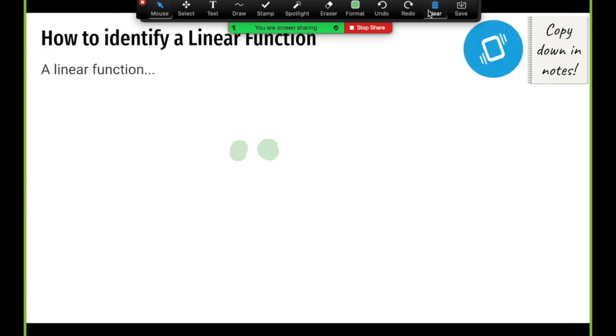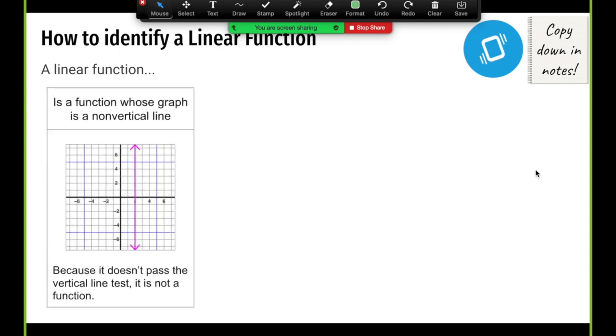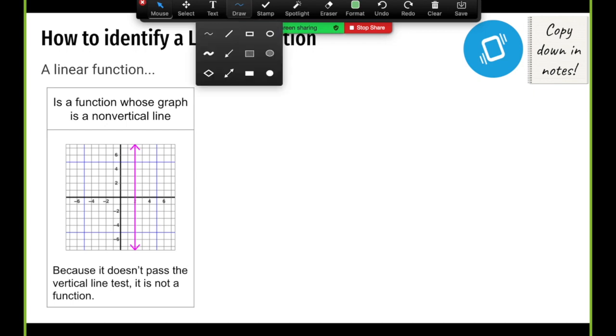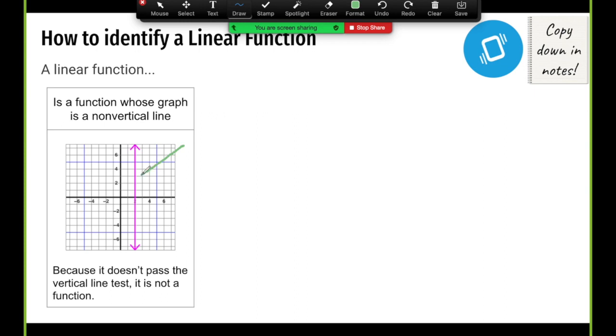So how to identify a linear function? Number one, a linear function is a function whose graph is a non-vertical line. So looking at this image right here, we can say this is not a function because it doesn't pass the vertical line test. Therefore, since it's not a function, it cannot be a linear function either.